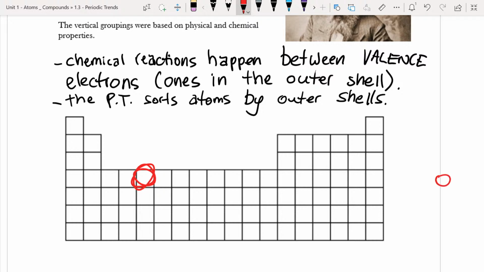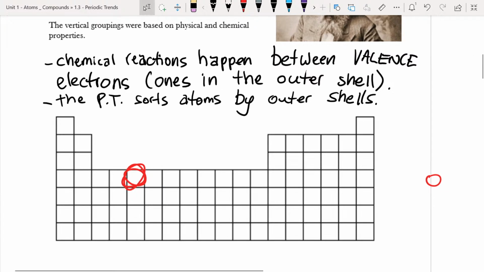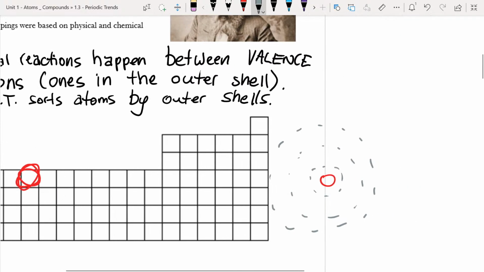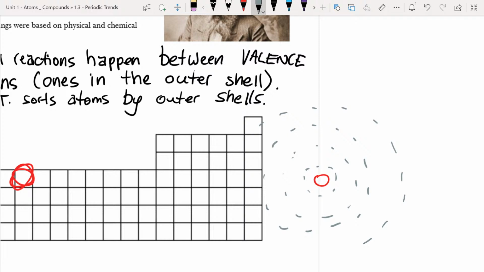I could count to get the number of protons, but I don't care. What do you know? It's 4 shells. Okay, good. So it's going to have 1, 2, 3. Make sure you do a better job than I'm doing. It's going to have 4 shells. How does he know that? It's on the 4th row. Does that make sense? And then the first 3 shells are going to be full.